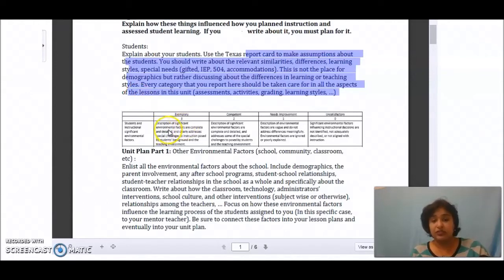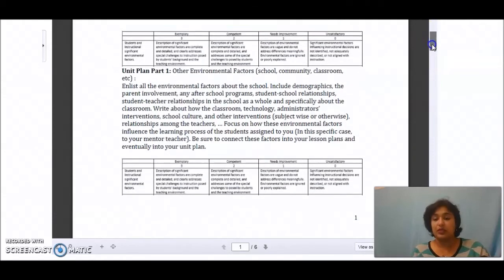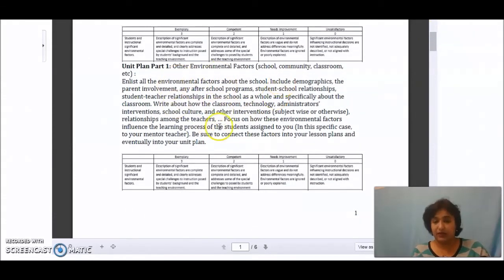Description of the significant environmental factors are complete and detailed and clearly outline special challenges to instruction posed. The only challenge that's happening here is that because you are not in a real classroom, you are having to think about this. Okay, I am here to help you as you work through this. Don't worry about it. But this is what part 1 is. So you talk about the students and then you talk about the environmental factors.